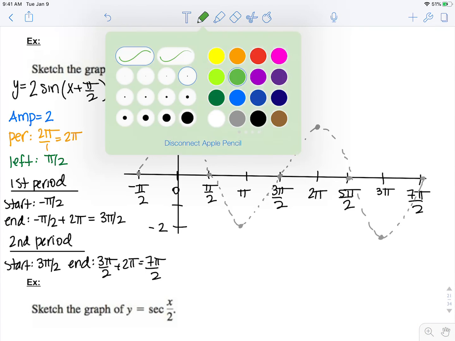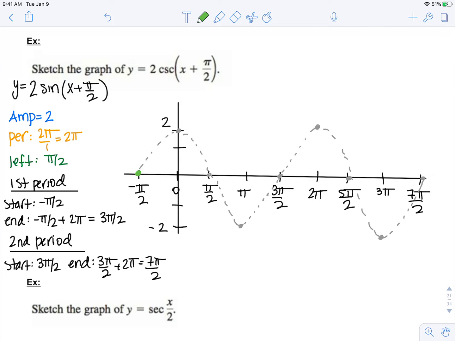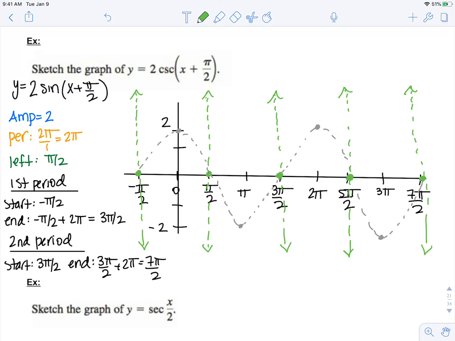So now, remember, wherever sine is 0, cosecant is going to have a vertical asymptote. So there's one here. There's another one there. Another one there. Another one here. Another one here. And now we know they're going to have the same amplitude.